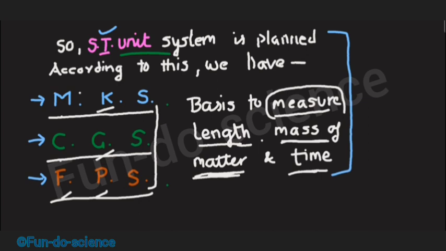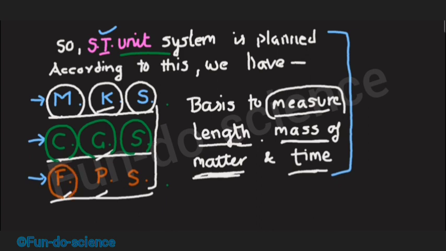So in this system, if you are considering meter for length, then you have to consider kilogram for weight and second for time. Similarly, if you are taking CGS system, if you are taking C for centimeter, then you have to take G for gram and S for second. And if you are taking F for foot for the measurement of length, then you have to take pound for the mass of a matter and second for the time. In this way, these 3 systems came into existence and we are using them universally as a standard system.